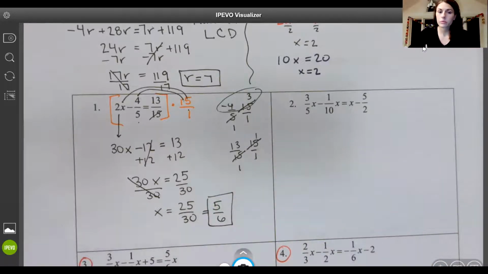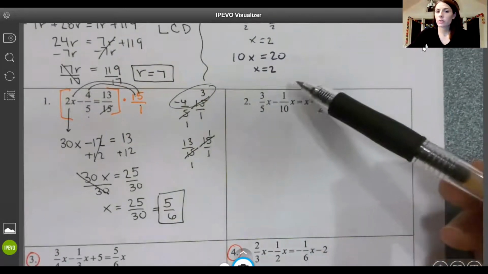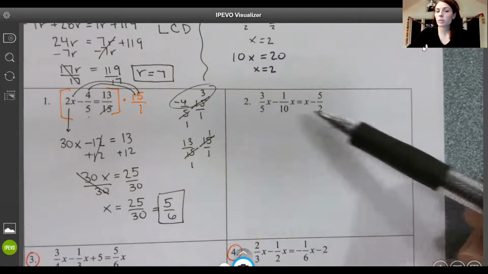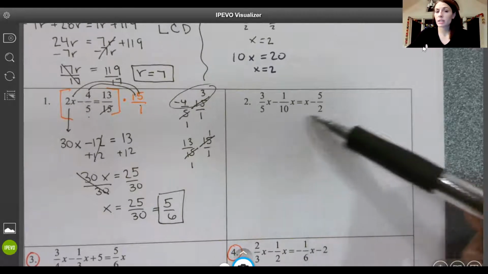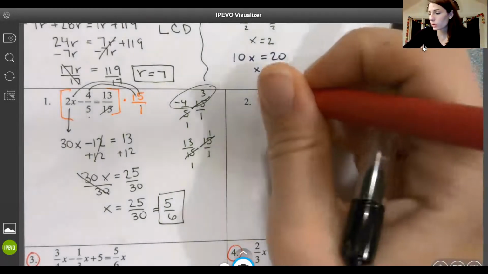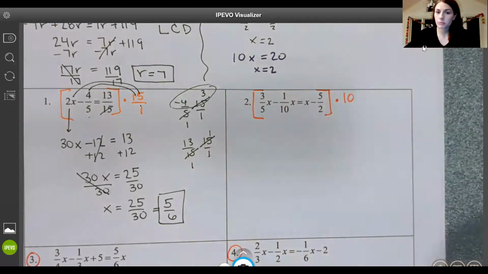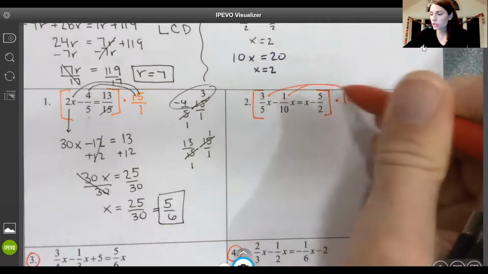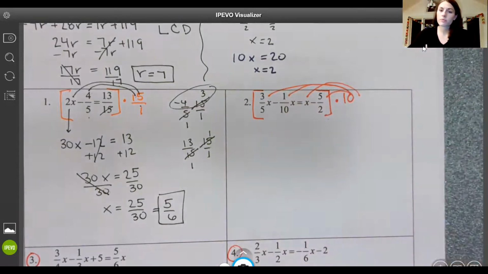Okay. Let's look at another example. So here for fractions, I have 3/5, 1/10, and 5/2. If I look at those denominators, 5, 10, and 2, common denominator would be 10. So if I want to clear my fractions, then I'm going to go through the entire equation and multiply it by 10. And again, I got to make sure I have this term, that term, this single term of 1x, and this term.